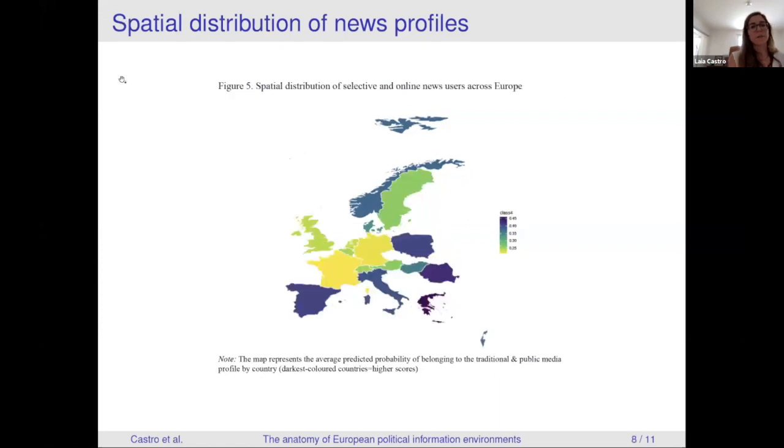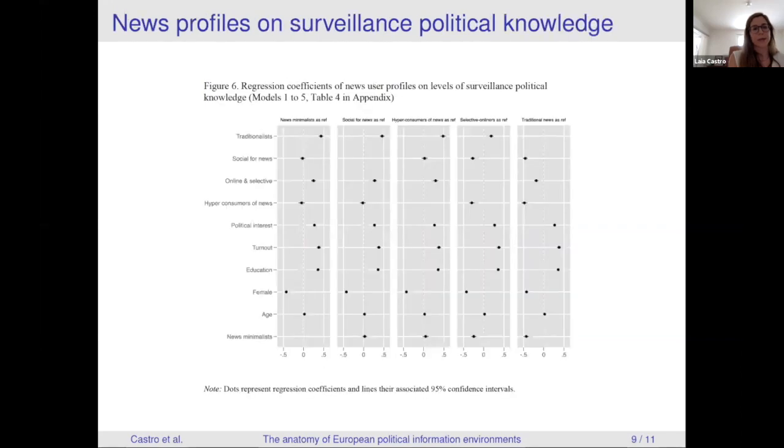And when we look at the patterns of another group of news users who have higher levels of political knowledge than the rest, you will see that in a second. So we see a reverse pattern here, or nearly a reverse pattern, right? So Spaniards, the Greeks, the Italians tend to score the highest for selective and online news users as compared to French or Germans or individuals in some Scandinavian countries.